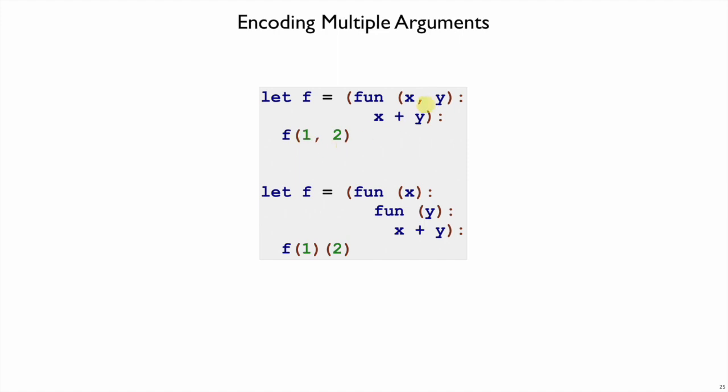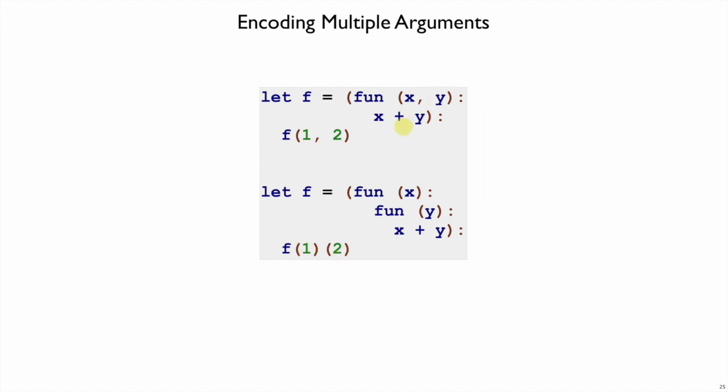We can encode multi-argument functions and function calls in terms of single argument functions and calls like this. Where we used to take two arguments, we take just the first argument, and then we return another function that takes the second argument. And then when that second function is called, we have both of those arguments, and we can do whatever we want to, like add them together. On the call side, instead of supplying two arguments, then we have to supply the first argument, get a function back from that, and then call that function on a second argument like this.